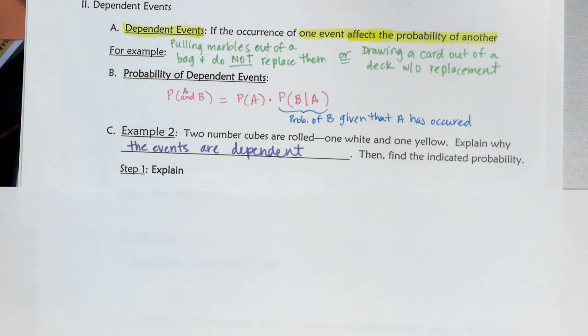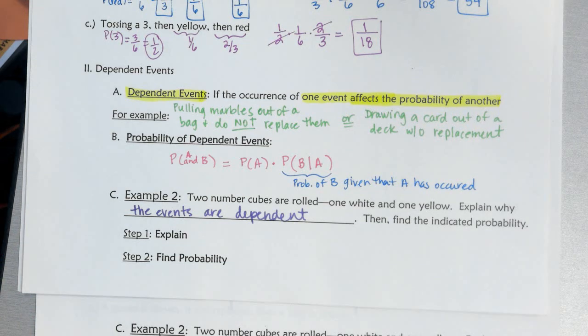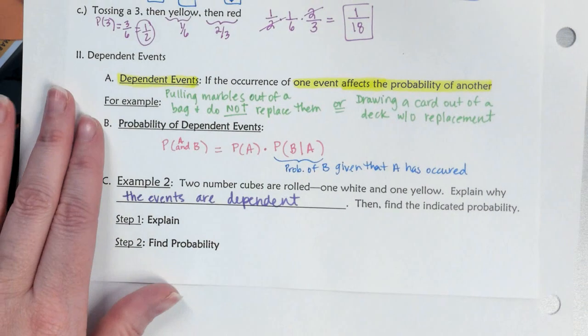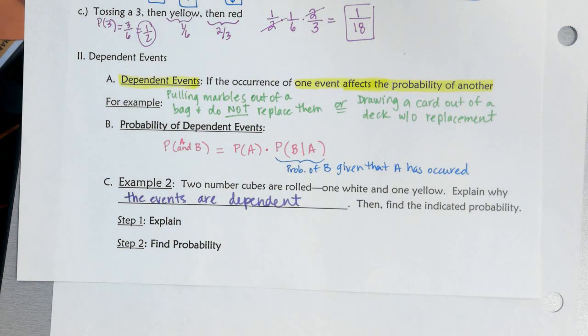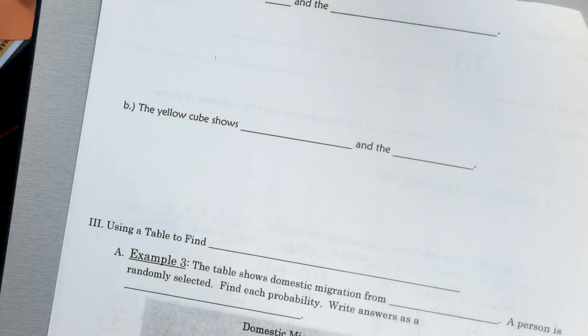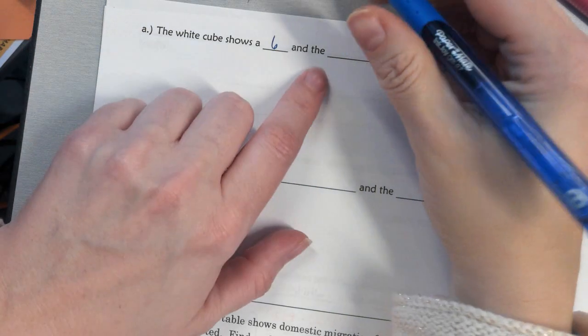Okay, so for example 2, you're just explaining why they are dependent. I'm going to show you how to do that. And then you're going to find the probability of the event itself. Okay, so when you are ready, you can go to page 2. All right, so we're going to find the probability that the white cube shows a 6 and the sum is greater than 9.